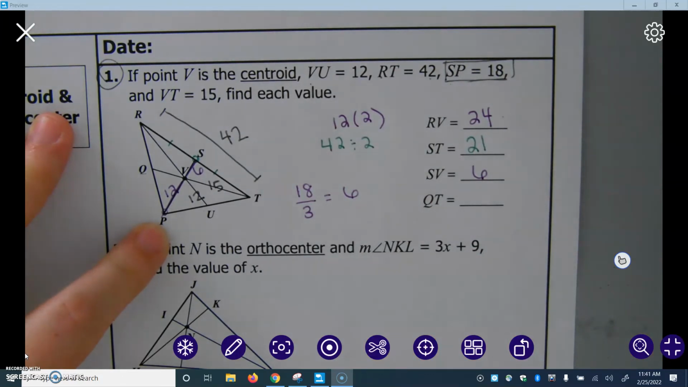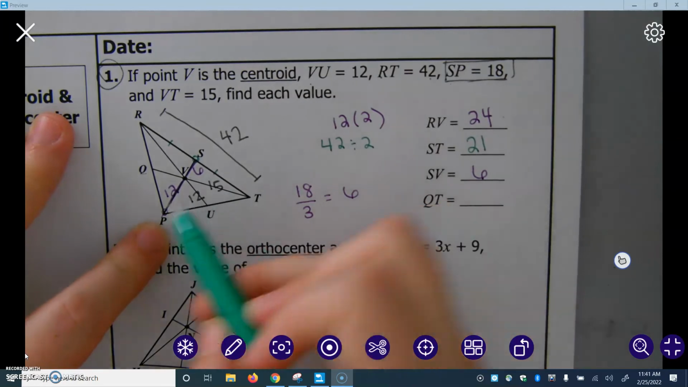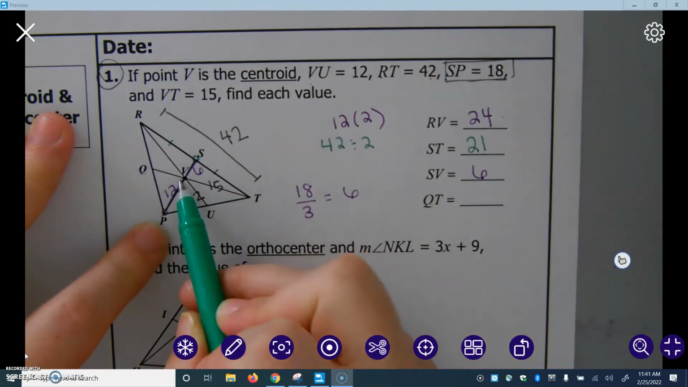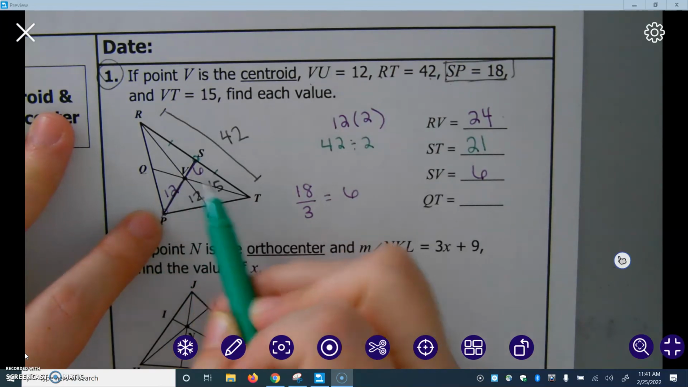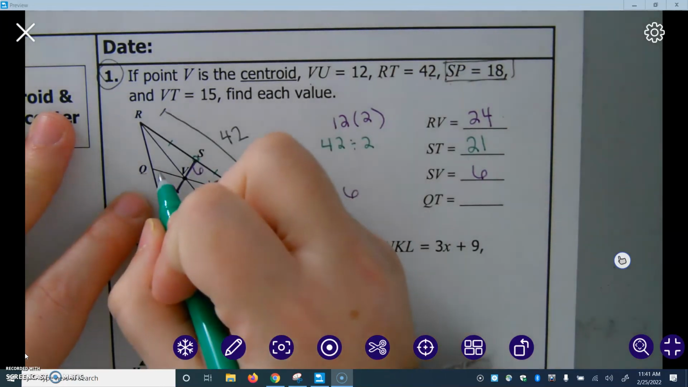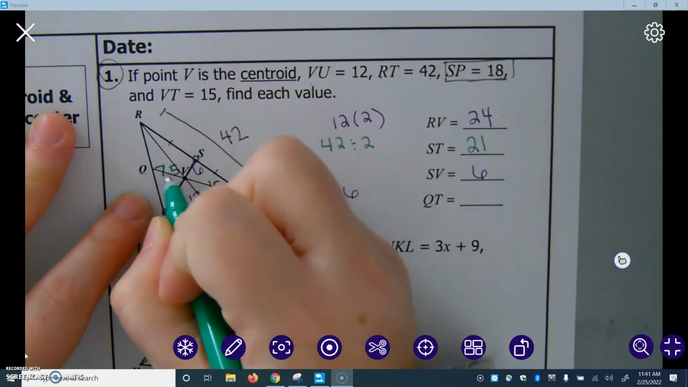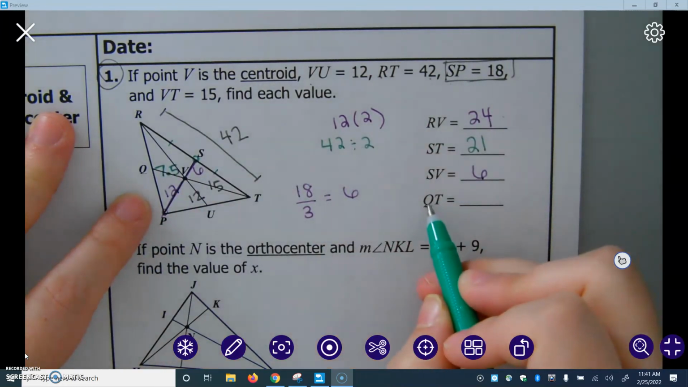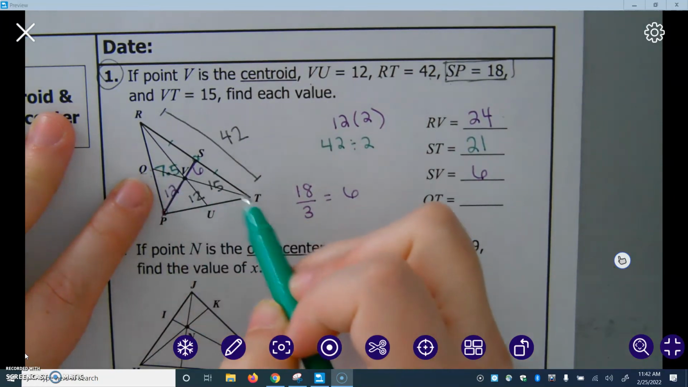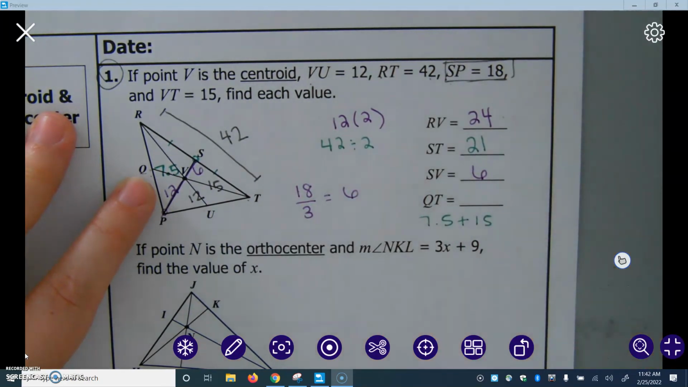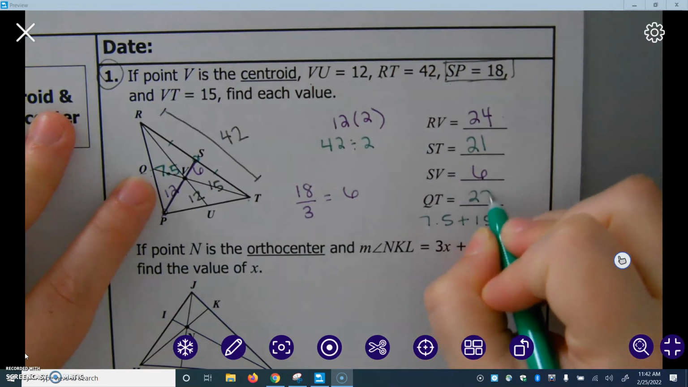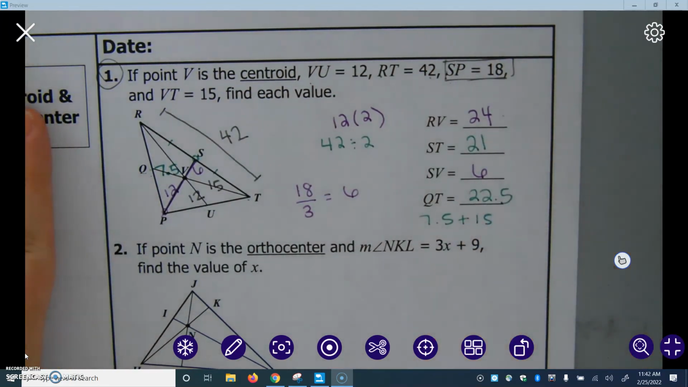And then find from Q to T. So is this 15 the bigger piece or the smaller piece? So what is this one? This is bigger, so 15 divided by 2 is 7.5. And then QT is that whole entire thing, so 7.5 plus 15 is 22.5. All right, so the rest of your problems are the redo.